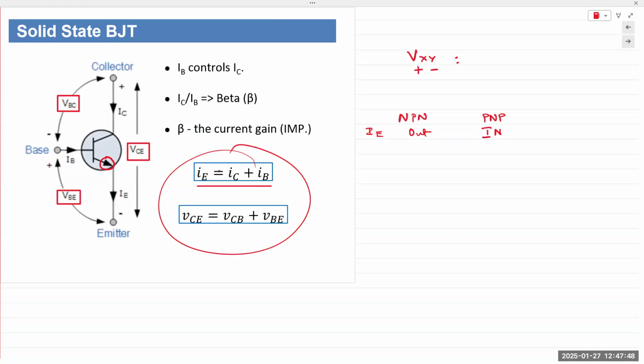Emitter is the most heavily doped region. Hence, IE, the emitter current, is also the largest. Okay, IE is the largest. IE is always the sum of IC plus IB.